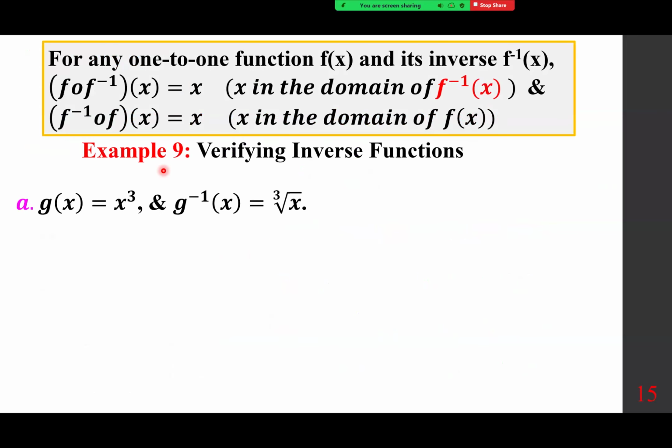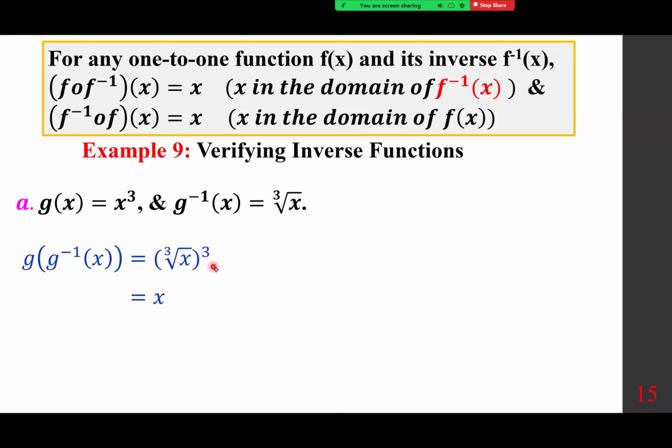We know that, and for this example, we are verifying inverse functions where g of x is x cubed, g inverse is cube root of x. And all you have to do, look at the composite function in any order. So if I look at g inverse of x, that means for x here, I'm going to replace this with cube root of x. And as you can see, they cancel each other and we get x.